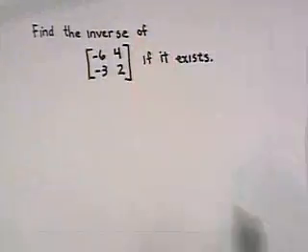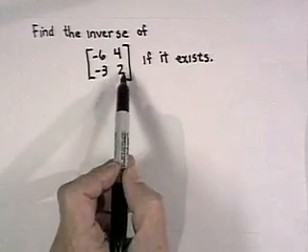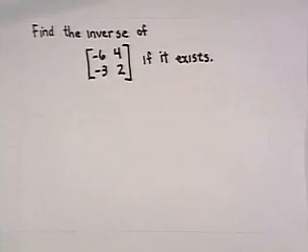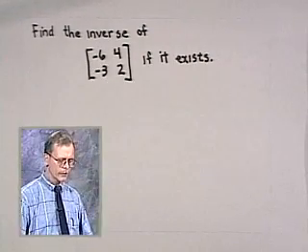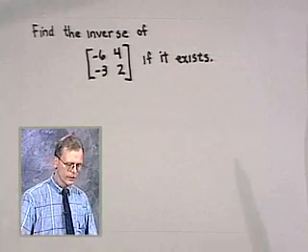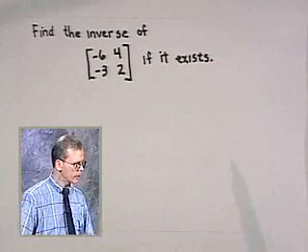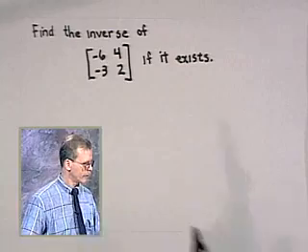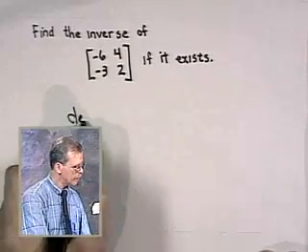Now, one problem we have at first is to find the inverse of a matrix, or whether or not it even has an inverse. Let's look at a problem. Find the inverse of [-6, 4; -3, 2], if indeed it exists. The test for existence for an inverse matrix is to find the determinant value of the matrix. So let's do that.